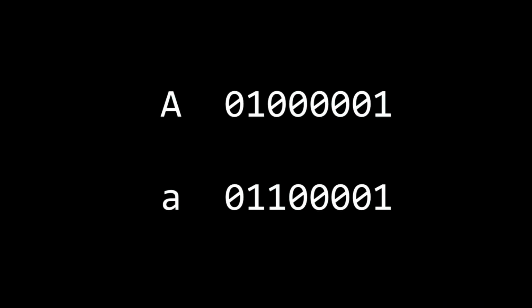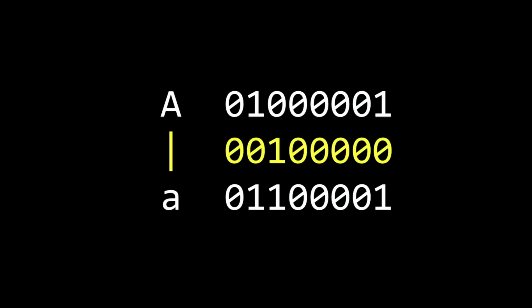Well, how could you go about taking 1 byte's worth of bits, so 8 bits like 01000001 and 01100001? If you had those patterns of bits, how can we go about changing just one of them? Well, what if we introduce in yellow here this other pattern of bits? So I make the whole yellow string zeros except for the 1 bit that I want to change.